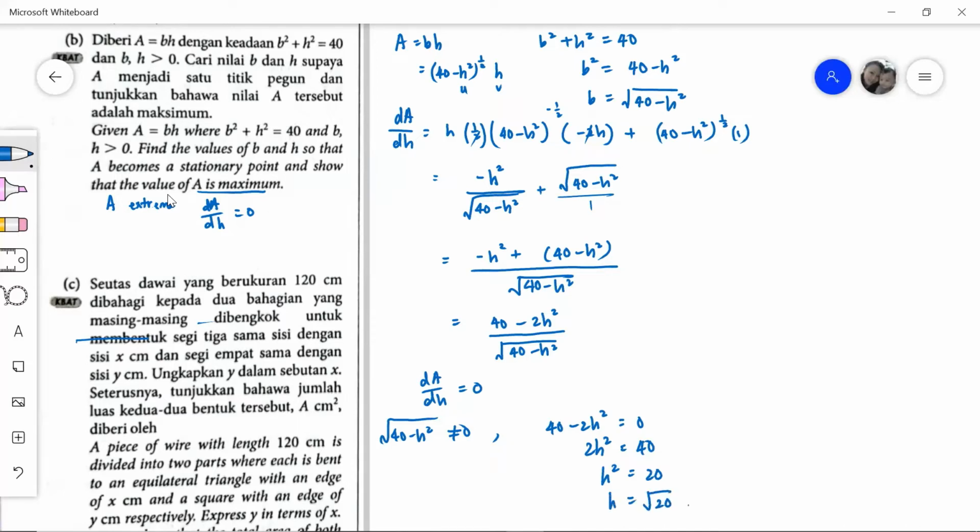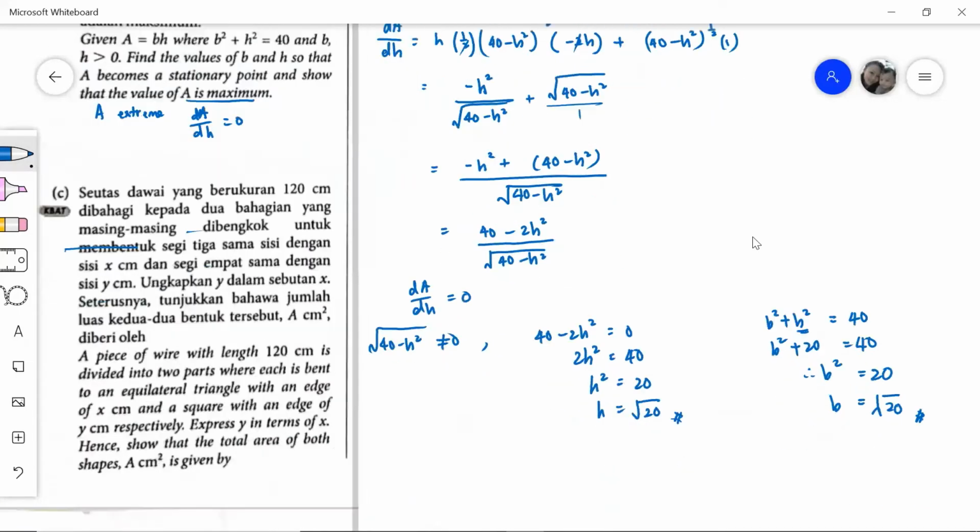So we found H. Now we substitute this into B squared plus H squared equals 40. So B squared plus H squared, which is 20, so plus 20 equals 40. Therefore, B squared must equal 20. And therefore, B is the square root of 20. So we found B and we found H.